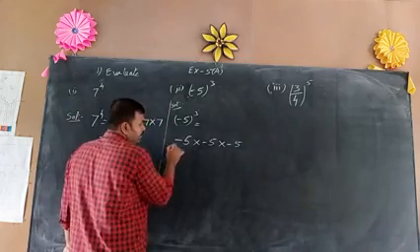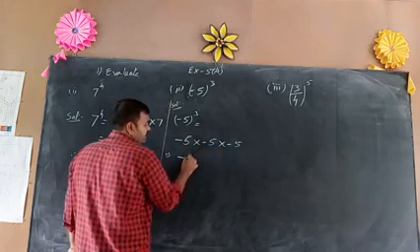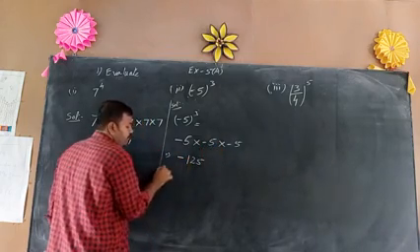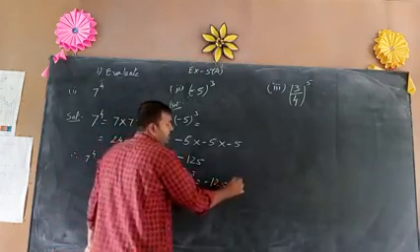First sign: minus into minus is plus. Plus into minus is minus. 5 5s are 25, 25 5s are 125. Therefore, minus 5 whole to the power of 3 is equal to minus 125.